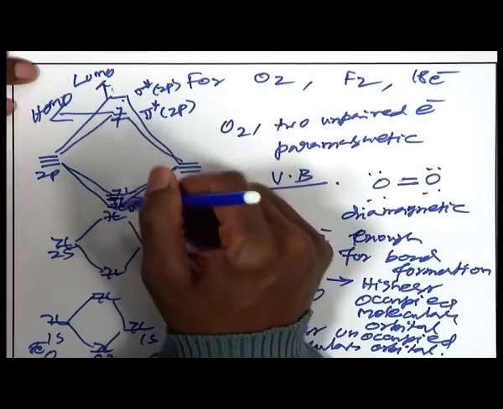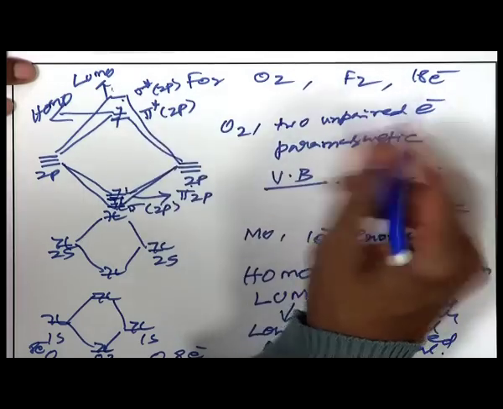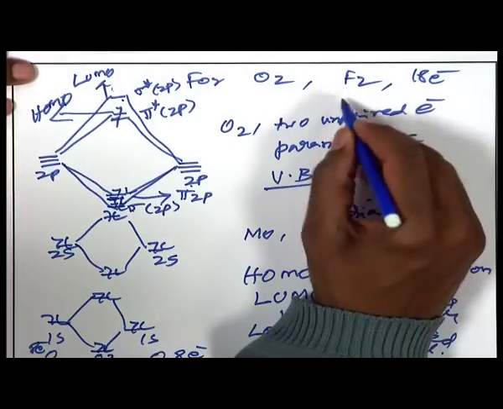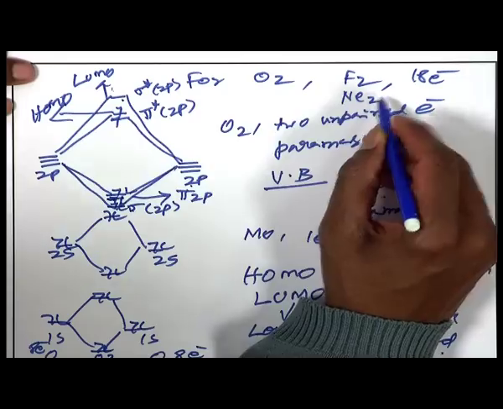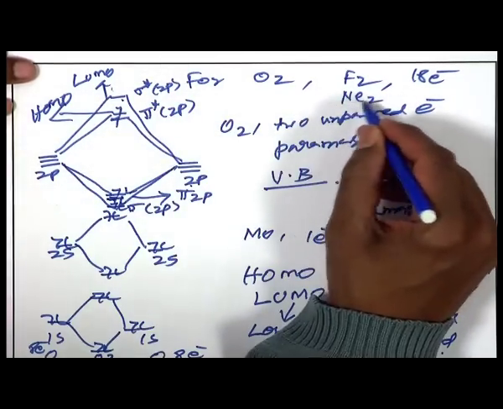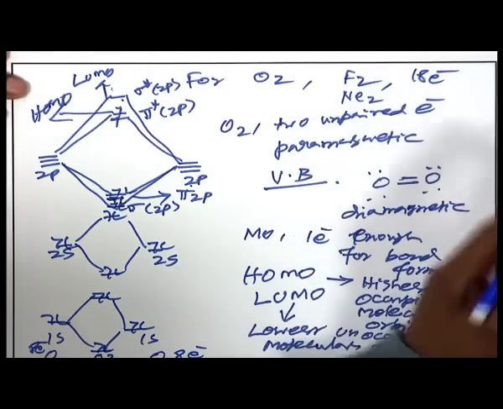So the bond order will now change to 1, because the number of antibonding electrons has changed. So the bond order is 1. Similarly, you can fill up for Ne2, so that 2 more electrons will go to this one, and there is no bond between 2 neon atoms, and that molecule does not exist.